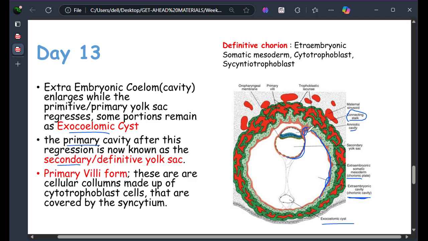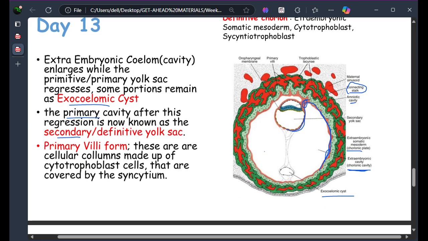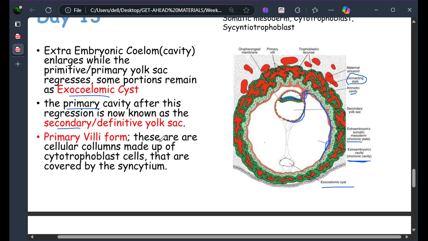This connecting stalk, we'll see, ladies and gents, will eventually become, who can guess what it will become? It will become the umbilical cord, of course. All right, another thing that changes, I think this is the last thing to change, it will be the villi. Primary villi will start forming. So in the cytotrophoblast, we'll see columns of cells start to form. These are what we are calling primary villi.